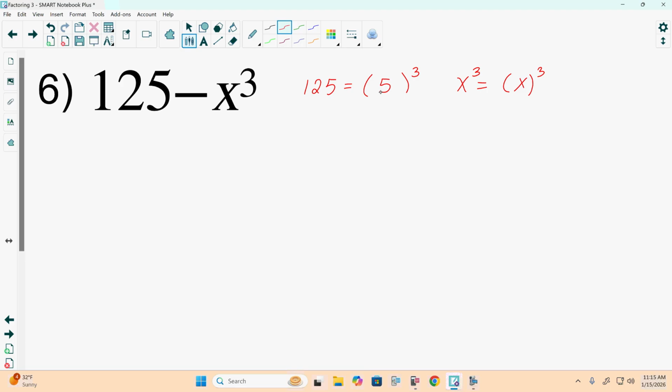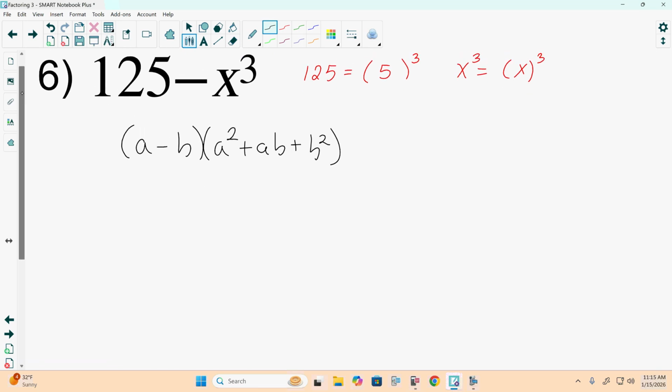So the term taking the place of a this time is going to be 5. The term taking the place of b is going to be x. And the general form for our difference is a minus b times a squared plus ab plus b squared. We can go through and replace a with 5 and b with x.